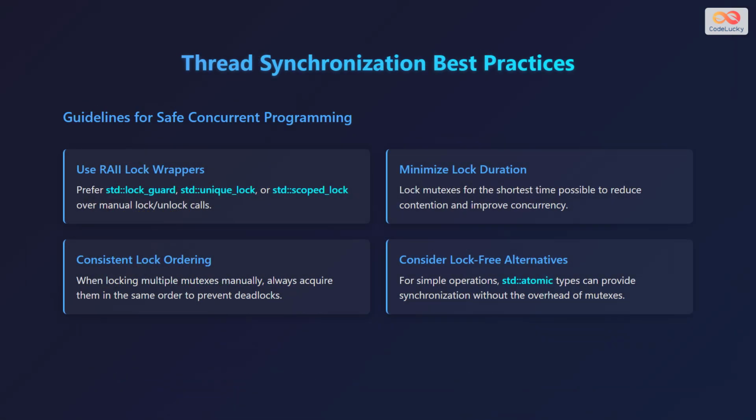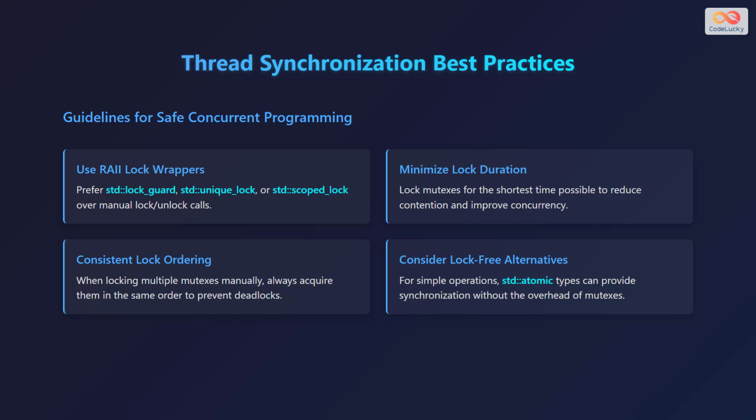Let's go over some best practices for thread synchronization to ensure safe concurrent programming. Use RAII lock wrappers, preferring std::lock_guard, std::unique_lock, or std::scoped_lock over manual lock or unlock calls. Minimize lock duration by locking mutexes for the shortest time possible to reduce contention and improve concurrency.